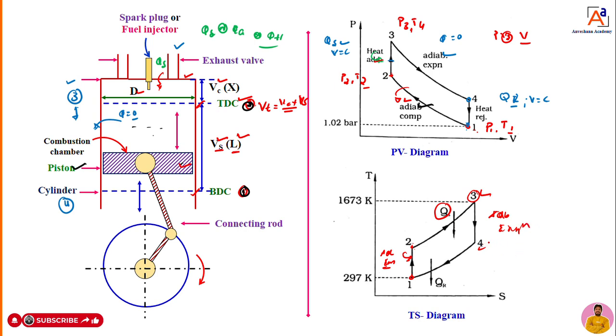Adiabatic expansion. Once the work is done, what are we going to do? We are going to open the exhaust valve. Hot gas will come out. If the hot gas comes out, that means what? Heat is getting rejected from 4 to 1. That also you can show in the TS diagram. This is how the engine works, dear students. This is how the Otto cycle works.